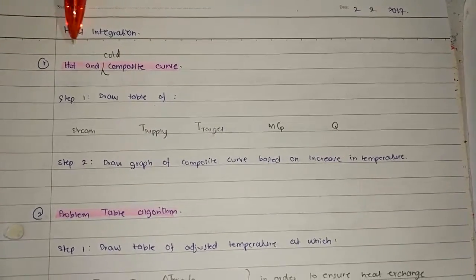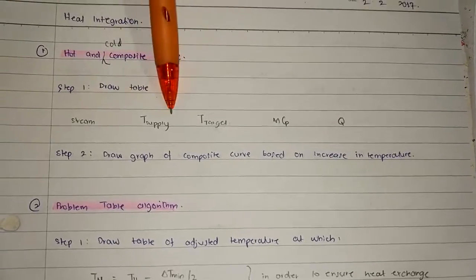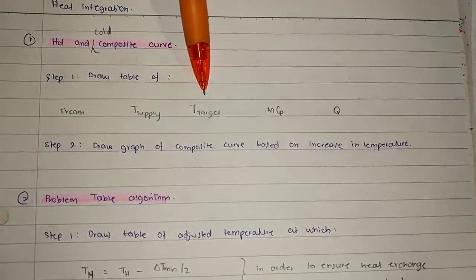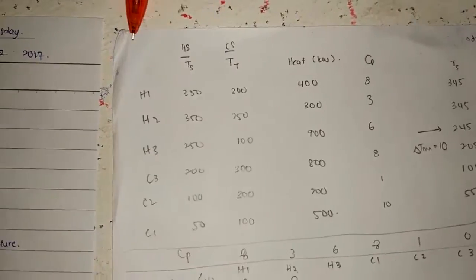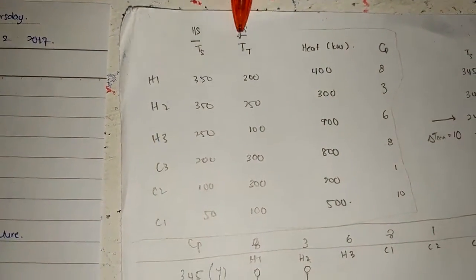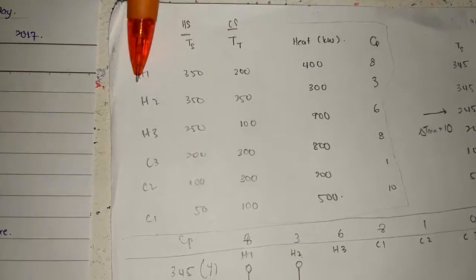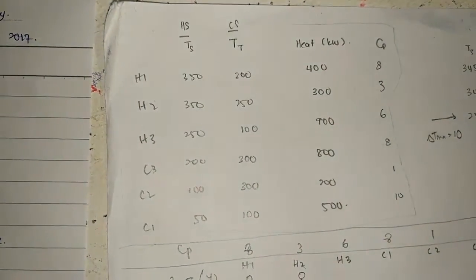To get the hot and cold composite curve, we must first draw a table of stream, supply temperature, target temperature, MCP, and Q. So the product is something like this, and we have identified 3 hot streams and 3 cold streams. You must just tabulate accordingly.